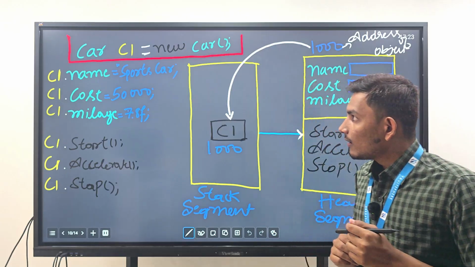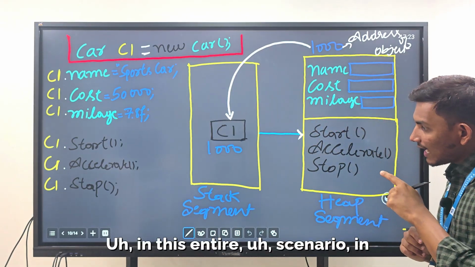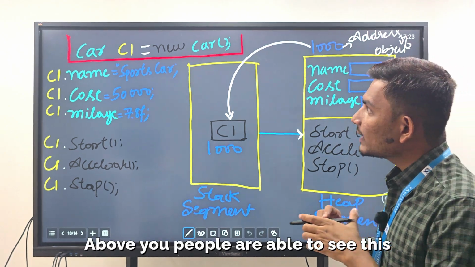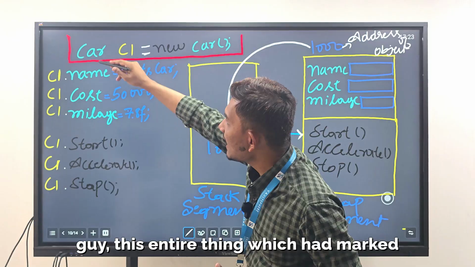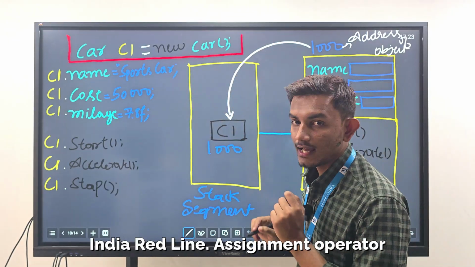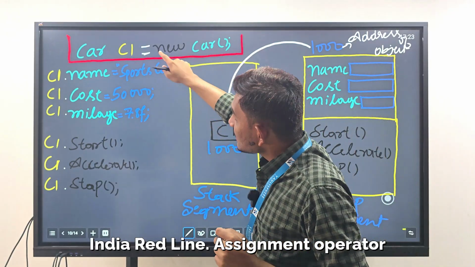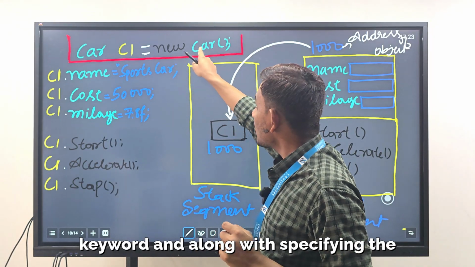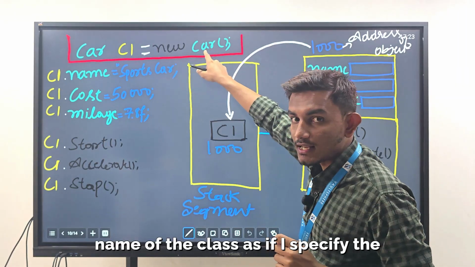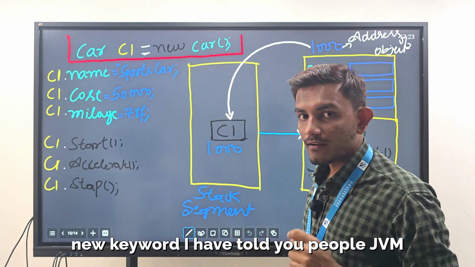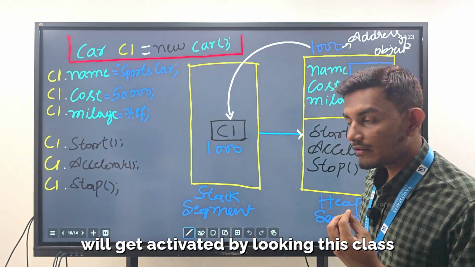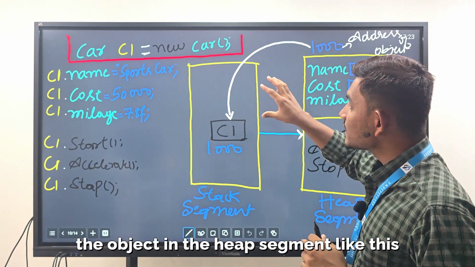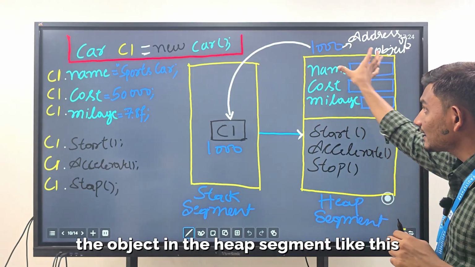Now, guys, in this slide, above you are able to see this entire thing marked in the red line. On the right-hand side of the assignment operator, we specify the new keyword along with the name of the class. Guys, if I specify the new keyword, I have told you, the JVM will get activated by looking at this class name called Car. It will create the object in the heap segment like this.